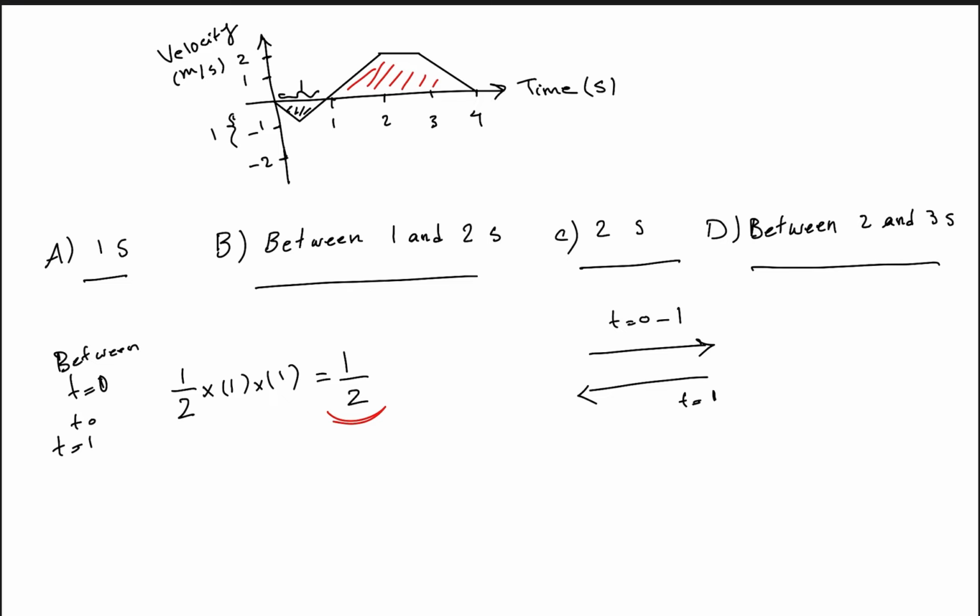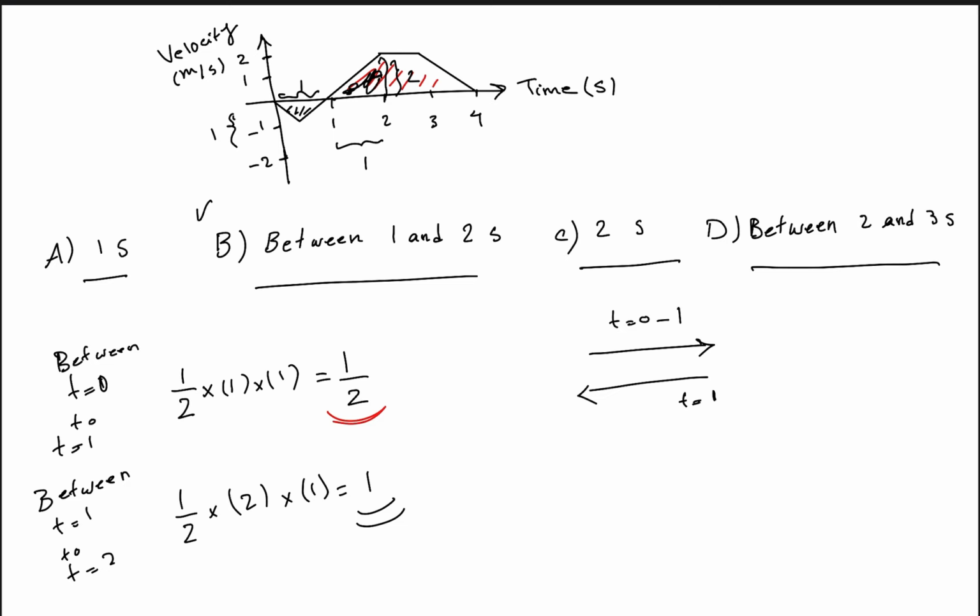So take the area under the graph from t equals 1 to t equals 2. So from 1 to 2, this is the area under the graph. This is another triangle. To calculate the area, we have between t equals 1 to t equals 2, 1 over 2 times, this is 2 and this is 1. So 2 times 1. So the area here is 1. This tells us somewhere between 1 and 2, the area under the graph becomes 1 over 2, or the object has returned to its initial position. So this is the correct choice.